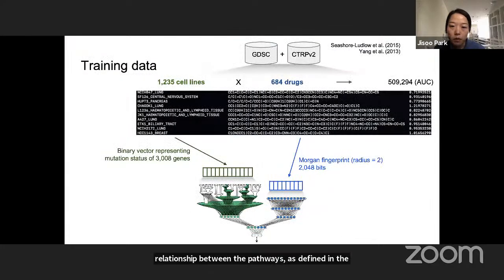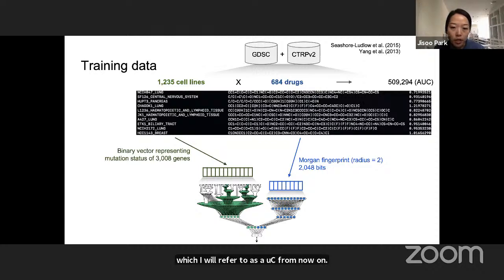With this framework implemented, we trained a model using about 500,000 data points for drug response between 1235 cancer cell lines and 684 drugs. The training data is extracted from the combination of the databases curated in Genomics of Drug Sensitivity in Cancer, aka GDSC, and Cancer Therapeutics Response Portal, aka CTRP version 2. The drug response is measured using the area under the dose response curve, which I will refer to as AUC from now on.